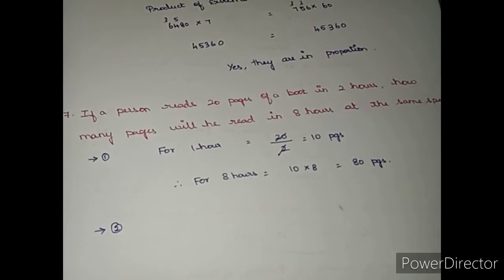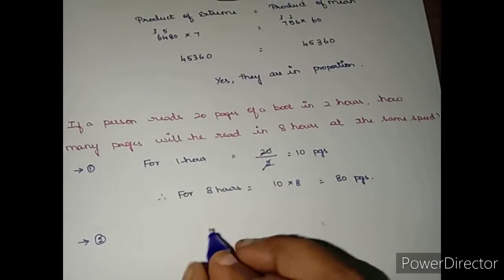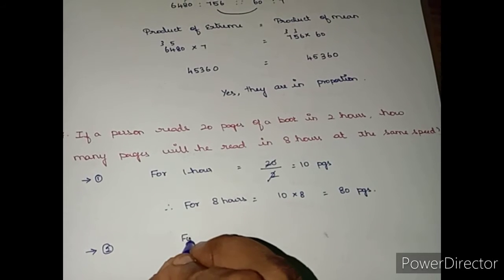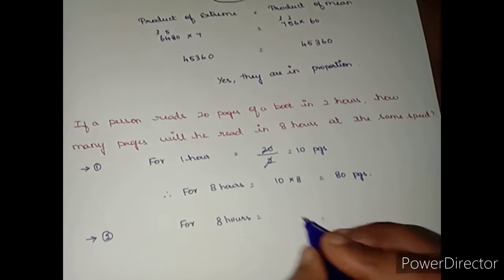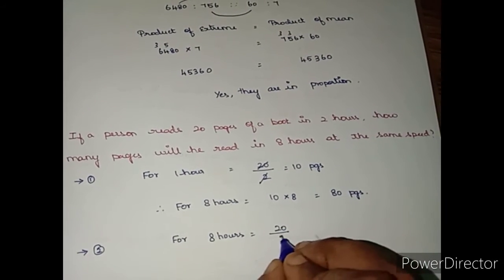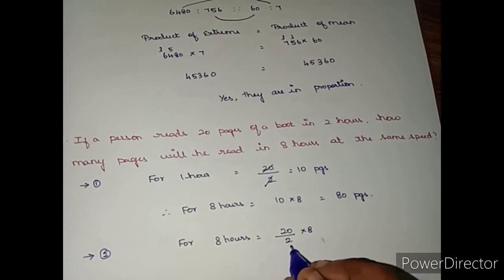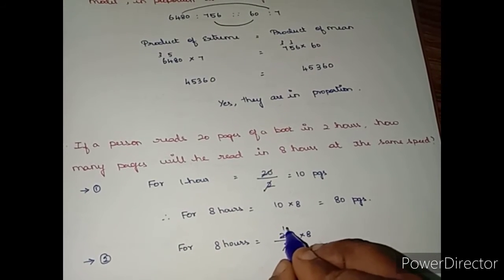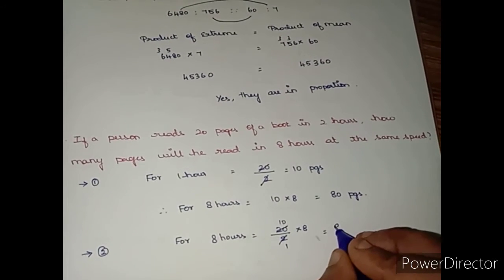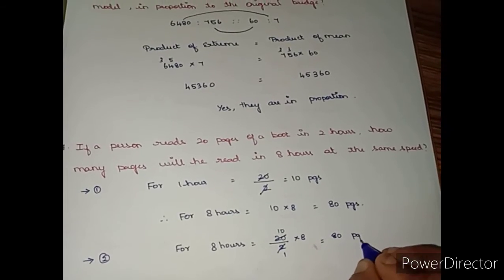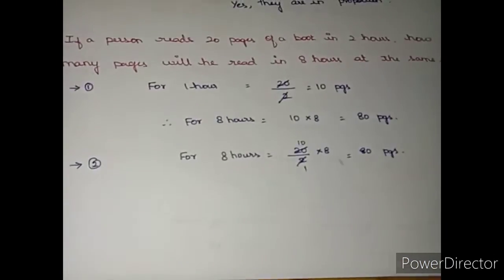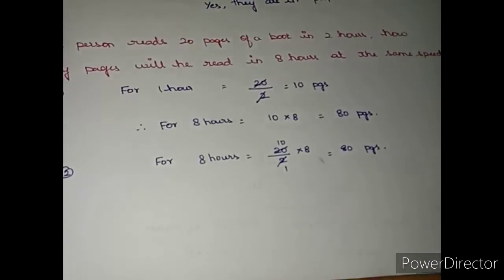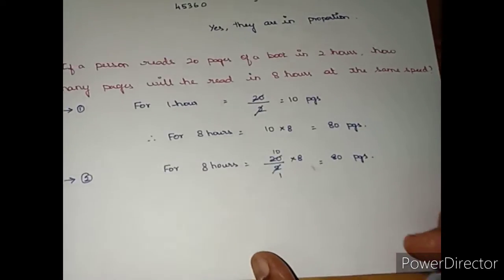Okay, we'll go with the second method. It's a short method. So the same thing. For 8 hours is equal to 20 by 2 into 8. 1 time, 10 times. So 10 into 8 is 80 pages. It depends upon the weightage of marks. If it is given in 5 marks, we can follow the first method. If it is given in 2 marks or 3 marks question, you can follow the second method.